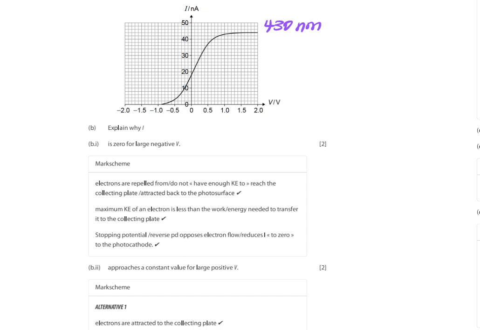Let me switch back to black. And then the maximum kinetic energy of the electrons is less than the energy needed to transfer it to the collecting plate, in other words, to cross the work function. And so the electrons are repelled from the collection plate and they can't make it. Again, because the maximum kinetic energy is Q times the stopping voltage, which is hf minus the work function. So as you increase the frequency of the light, you get nothing, nothing, nothing until you have enough energy, enough hf to cut out the work function.